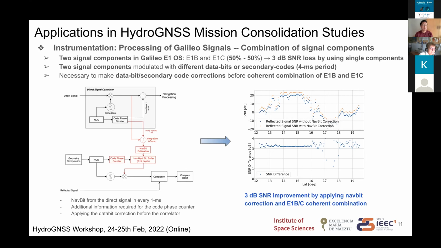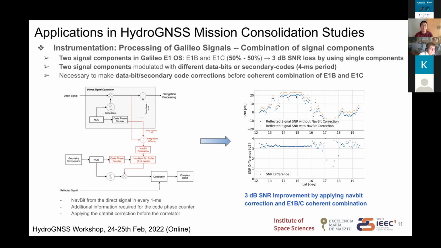As Paul explained, they are modulated by different navigation data bits or secondary codes. So we propose a structure to correct the navigation data and the secondary codes before the cross correlation. In this structure, we only need a few extra outputs from the direct signal processing. We also tried to implement this method in our software receiver.